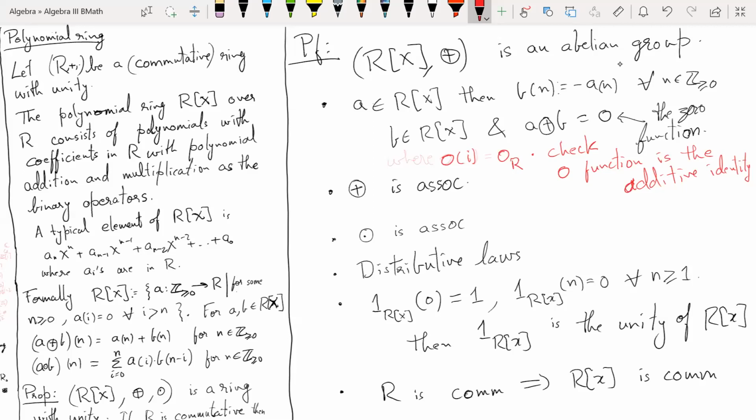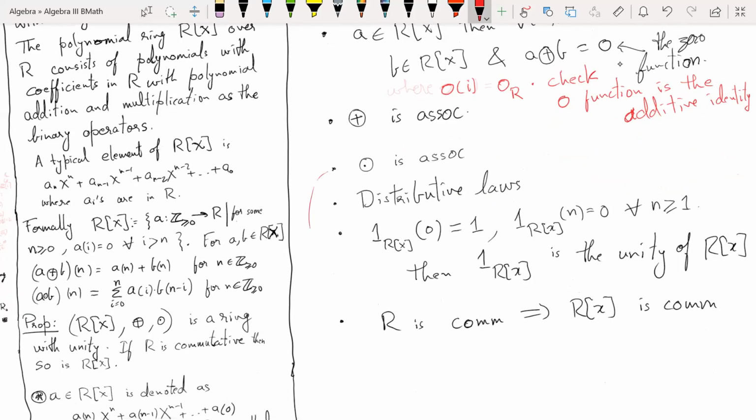Similarly, this dot is associative. So these two are routine. No, dot being associative is not routine. Meaning it is routine, but it doesn't follow from component-wise operations. This is something one has to verify. Maybe I'll do this point below. Let's try to show that dot is associative. This is the same as saying polynomial multiplication is associative. It's going to be a bit messy.